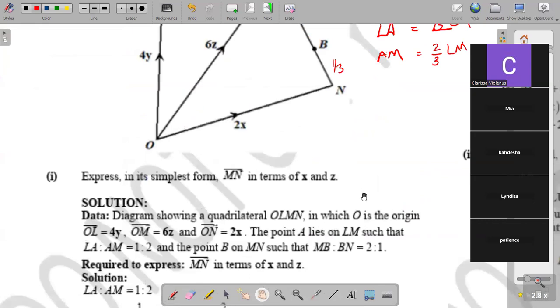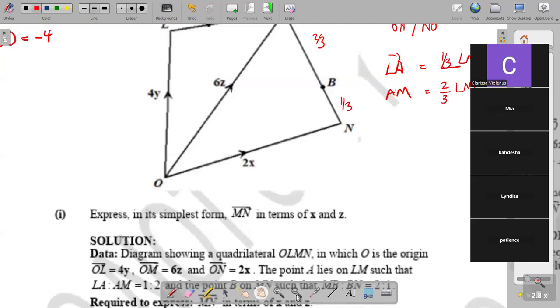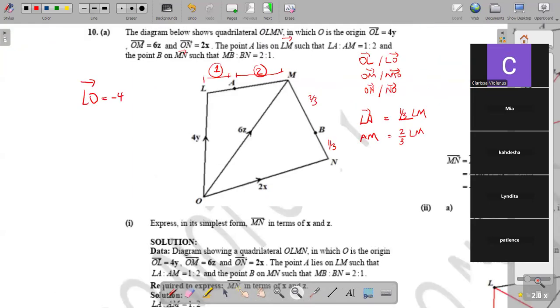No, you're not. We're not answering these questions and you're waiting for me to tell you what to do, eh? Everybody should be in the mindset to see if they could figure it out before I even say it. So let's go. Let's zoom out. We have everything that we need. Express in the simplest form MN in terms of XZ. Stop. What do you mean by this?